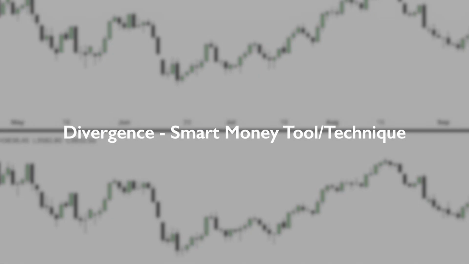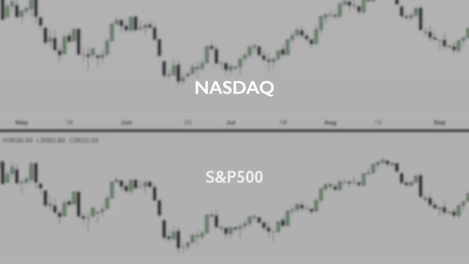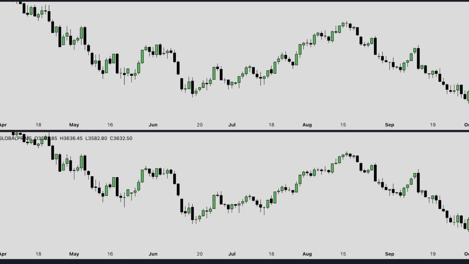Divergence, or what ICT calls a smart money tool, technique, or even tactic. So what is divergence and how do we find divergence in the market? We find correlated pairs. In this example, Nasdaq and S&P, or in Forex, you can look for EU or GU pair with the dollar index. In general, Nasdaq and S&P move hand in hand, and we know this by looking at their market structures. They are not perfect, but they move in very similar manners and behavior.